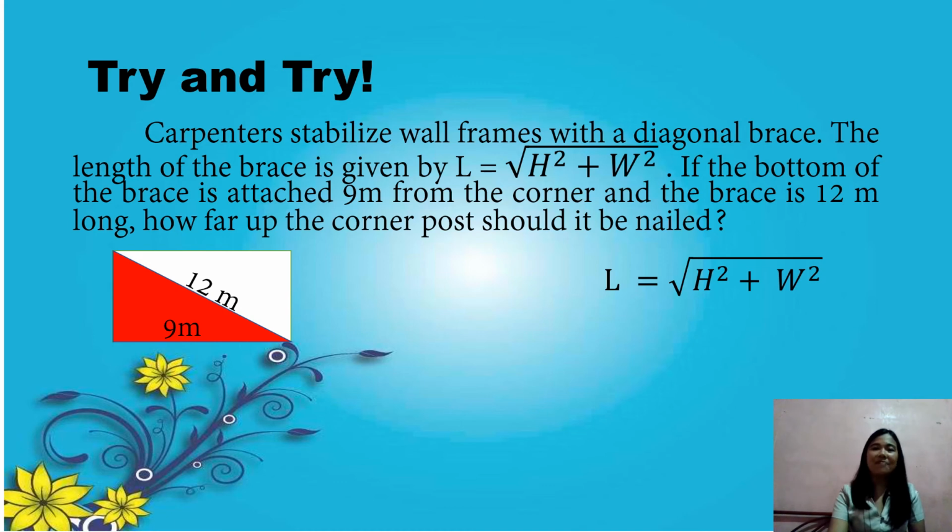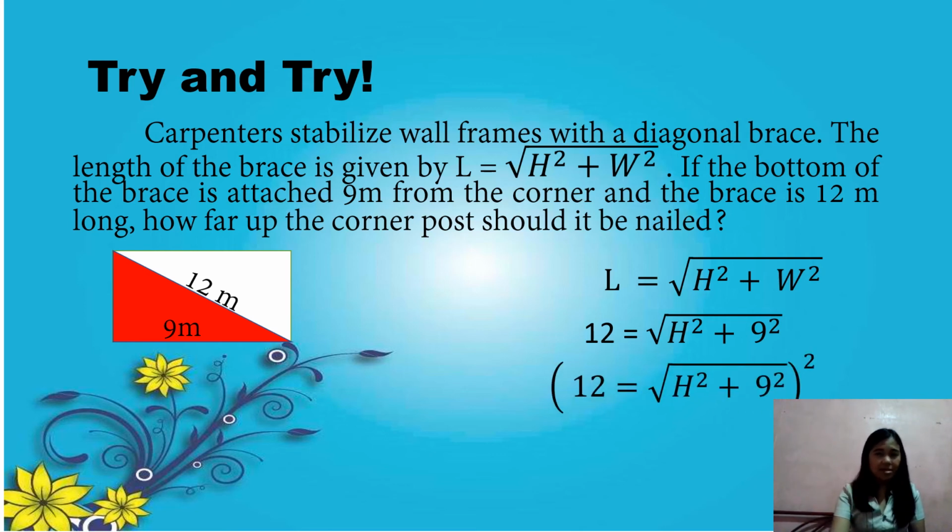So let's now have the solution using the formula given. L is the brace, so we have to place 12 in L. And w, the bottom part, is 9.